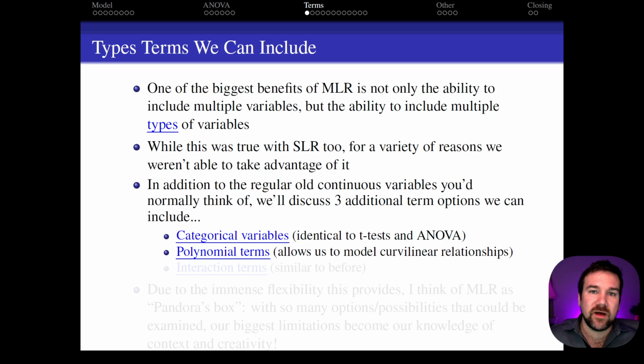We can also include polynomial terms and more general curvilinear relationships. So if there's a curve in the data, we can actually model that with linear regression. And that's so cool. Again, y'all, this is Pandora's box. You look at your data, you say, what do I think is going on here? And then you run a model to test it. And you say, okay, I thought there was a curve. I'm going to test if there's a curve or not.